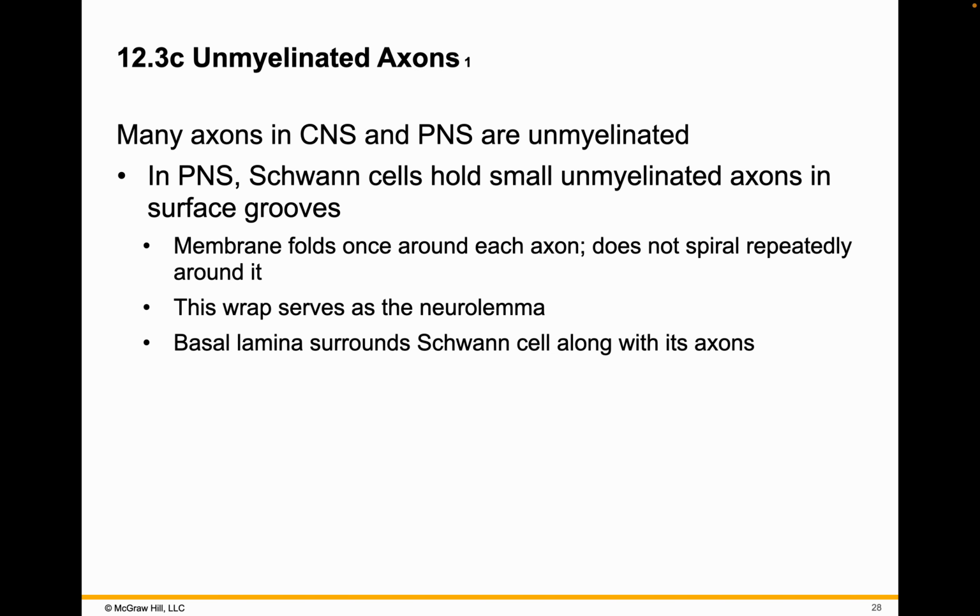There are also unmyelinated axons in the central nervous system and the peripheral nervous system. In the peripheral nervous system, Schwann cells hold small unmyelinated axons in surface grooves. The membrane folds once around each axon but doesn't spiral repeatedly, wrapping the nerve, serving as a neurolemma, and the basal lamina surrounds the Schwann cell along with its axons.